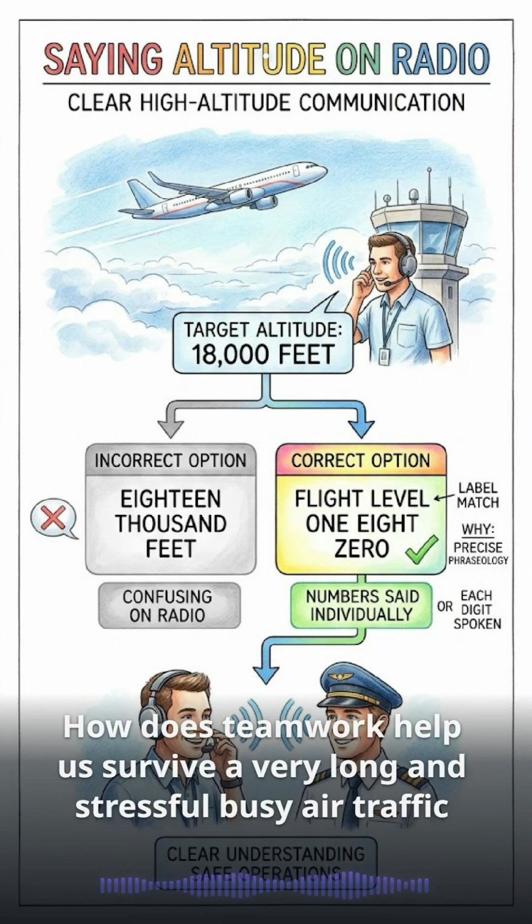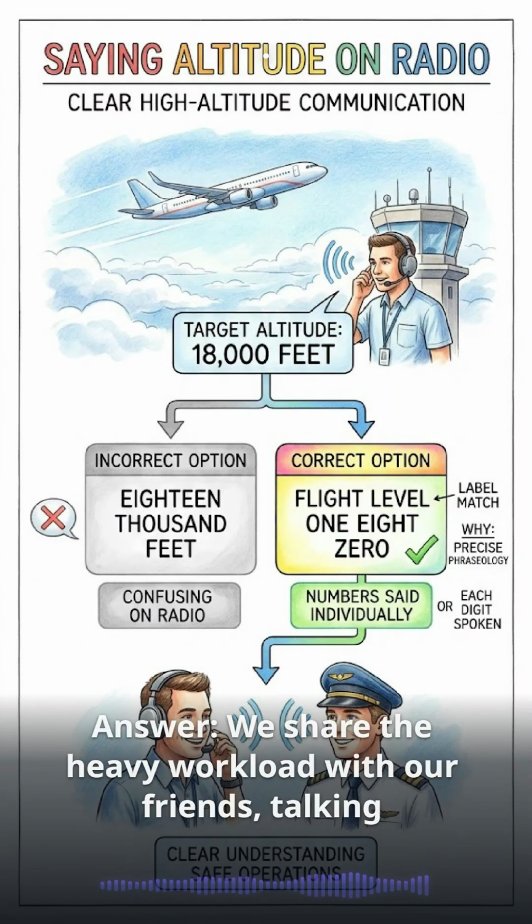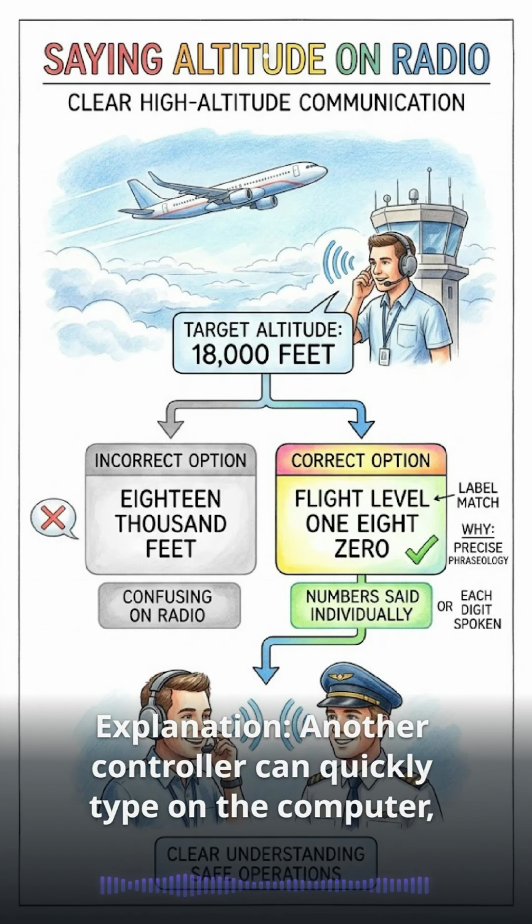101. How does teamwork help us survive a very long and stressful busy air traffic control shift? We share the heavy workload with our friends, talking constantly to keep the busy sky safe. Another controller can quickly type on the computer, letting you focus only on talking to pilots.